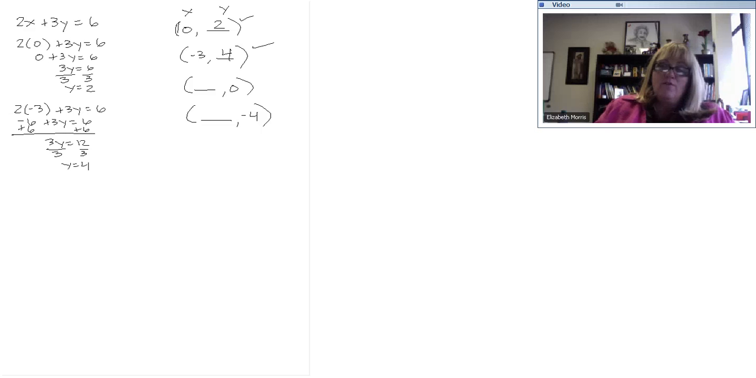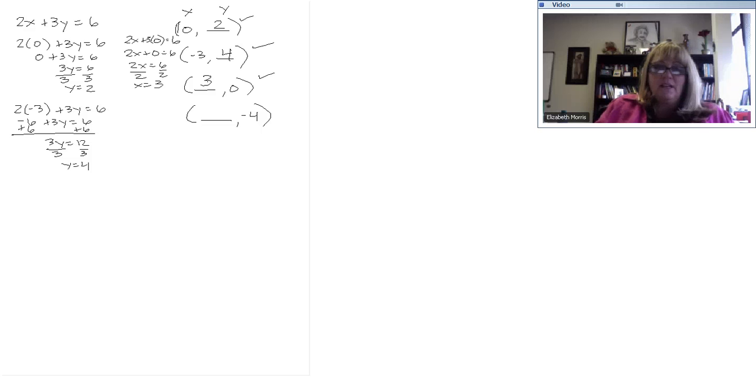Well, now they want to know find x when y is 0. So take 2x plus 3 times y equals 6, and instead of y, we're putting a 0. So we get 2x plus 0 equals 6, which is just 2x equals 6. Divide by 2, you get x is 3. So when y is 0, x is 3.